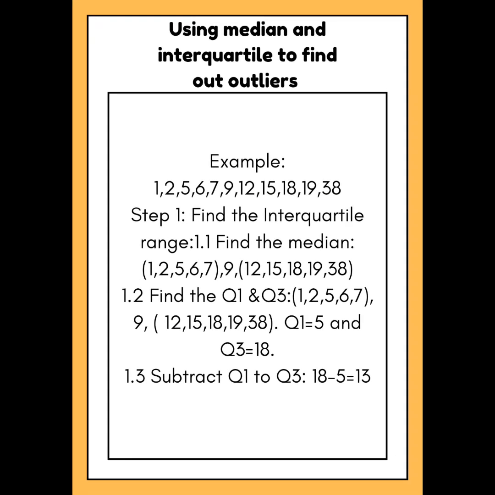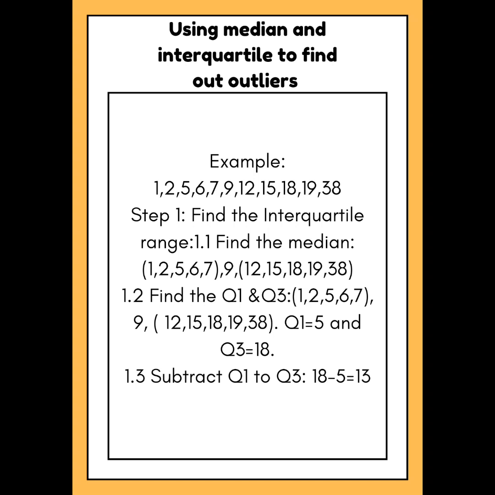Now, using the median and interquartile range to find outliers, since I already said that the median is the most accurate in terms of determining outliers. In this example, we have the values 1, 2, 5, 6, 7, 9, 12, 15, 18, 19, 38.